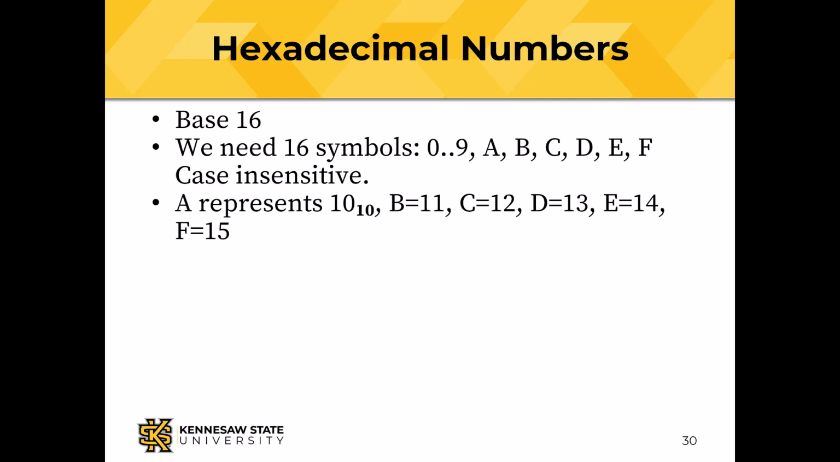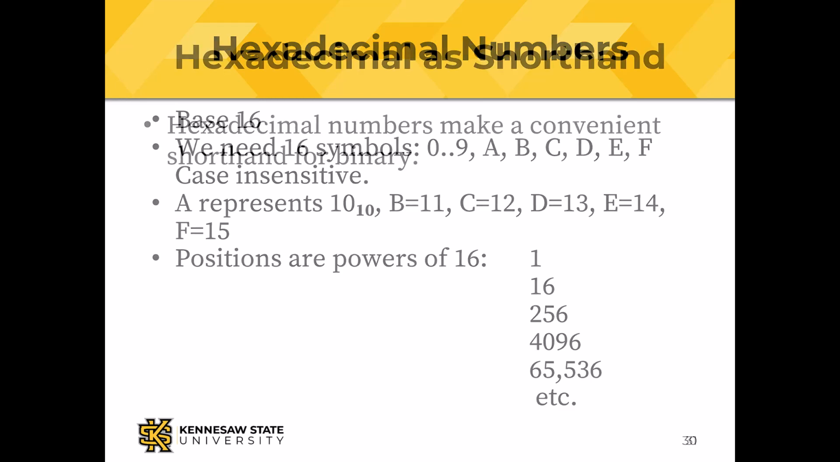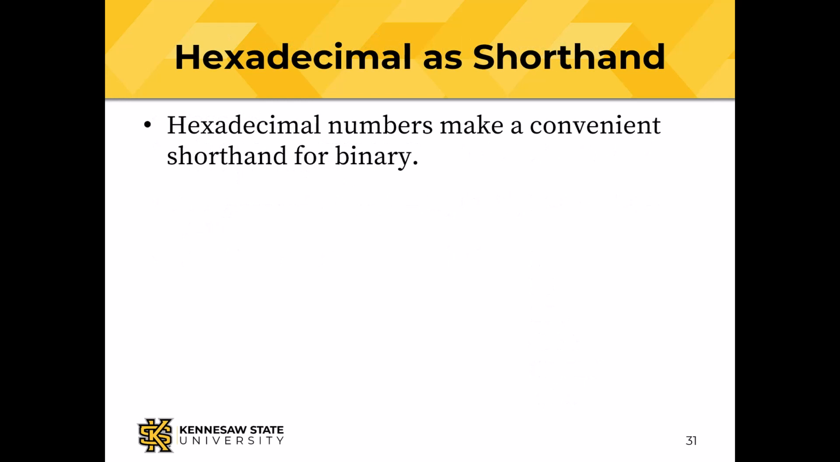The positions are powers of 16. The rightmost position is 16 to the 0th power. Any number to the 0th power is 1, so that rightmost position represents the 1's place. Then 16 to the 1st power, 16, 16 squared, 256, 16 cubed, 4096, 16 to the 4th, 65,536, and so on as high as we need to go. Mostly you will not do work directly with hexadecimal numbers in computing. Instead, you're going to use hexadecimal numbers as a shorthand for binary numbers.